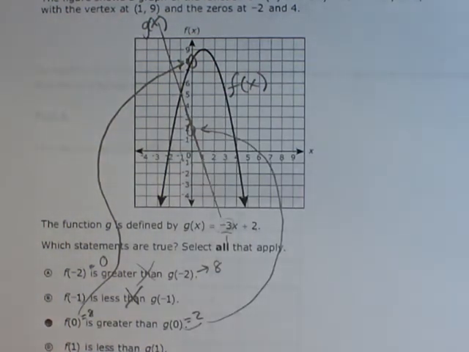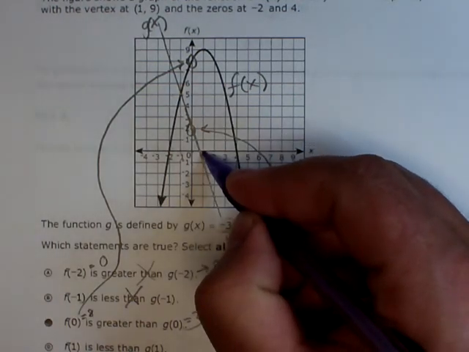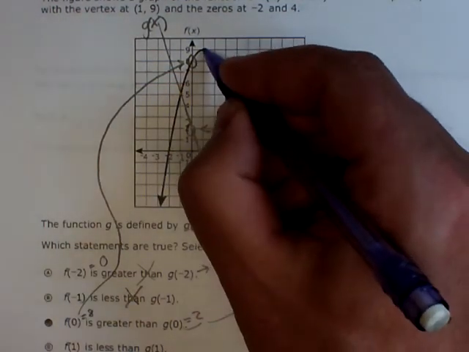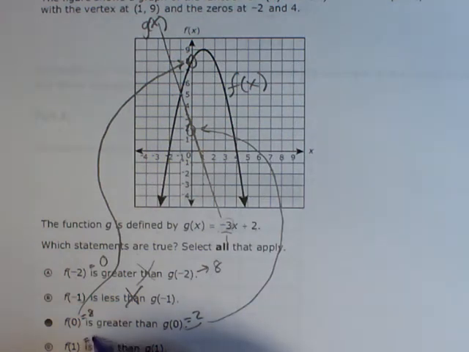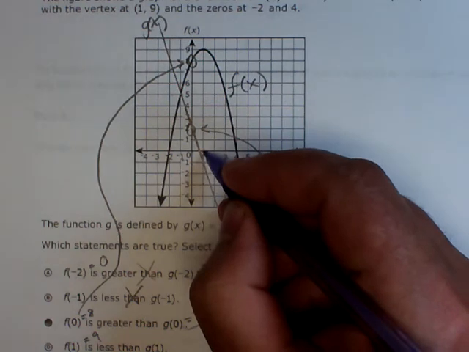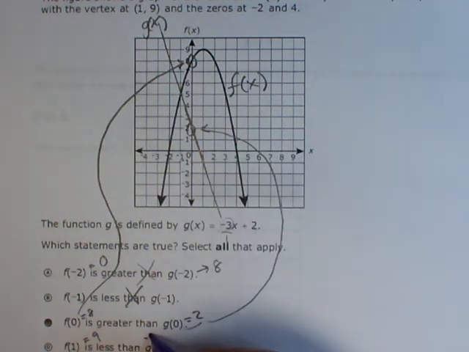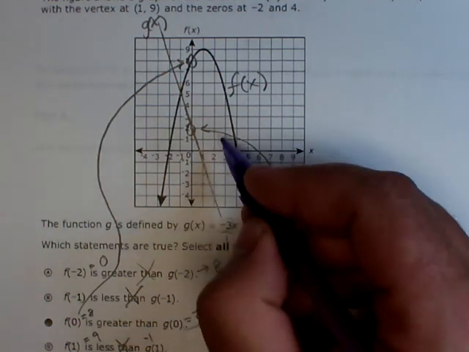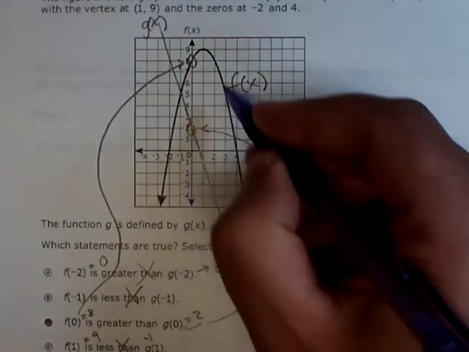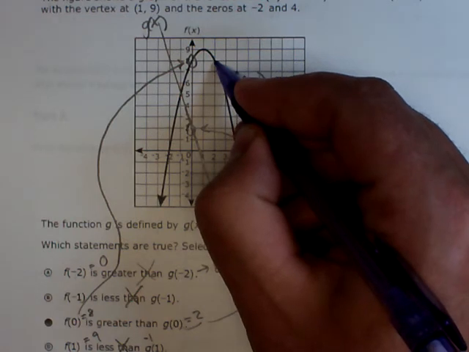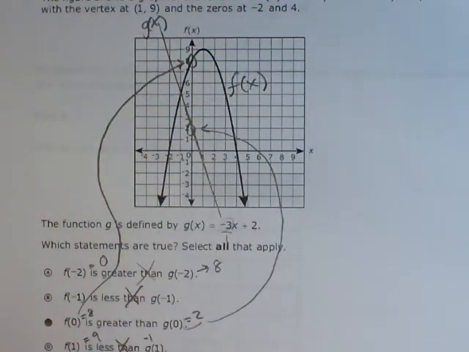F of 1 is less than g of 1. F of 1 is 9. G of 1 is -1. That's not true. F of 2 is greater than g of 2. F of 2 is 8. G of 2 is -4. So that is true.